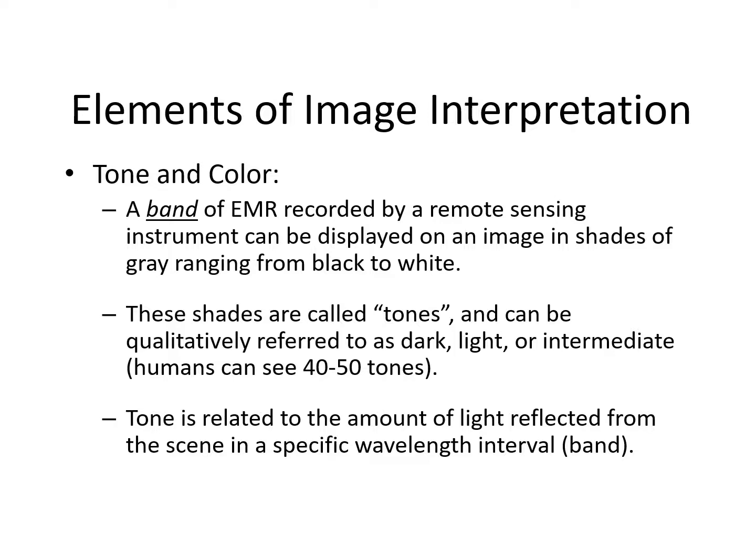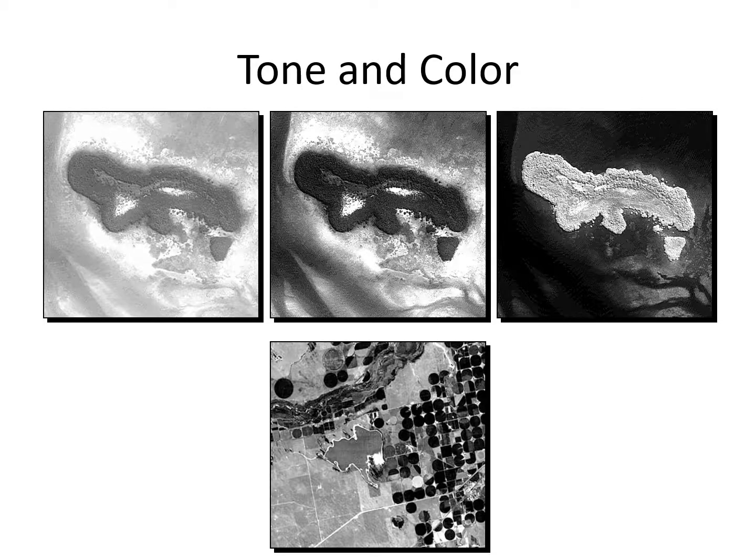Another thing we look at is the tone and the color. Any band of color that we look at in a raster image can be displayed in shades of black and white. In other words, it's something gray, somewhere between those. Sometimes they call these the tones. You can see about 40 to 50 of these, and they're related to the amount of light reflected to a specific wavelength or band. And depending on which ones you're looking at, things may look dramatic or very dramatic.